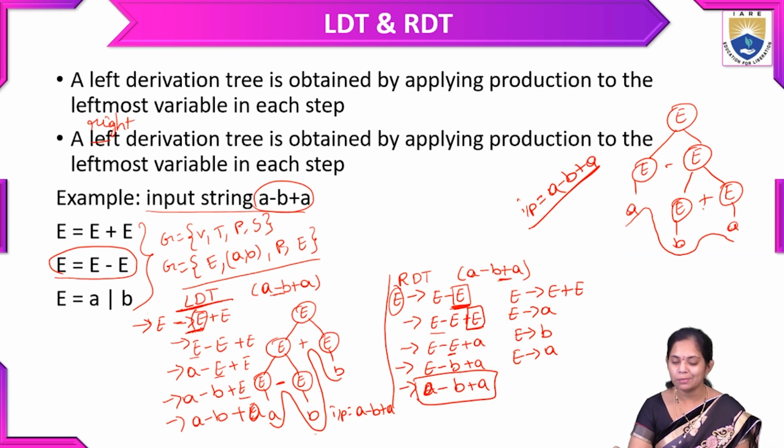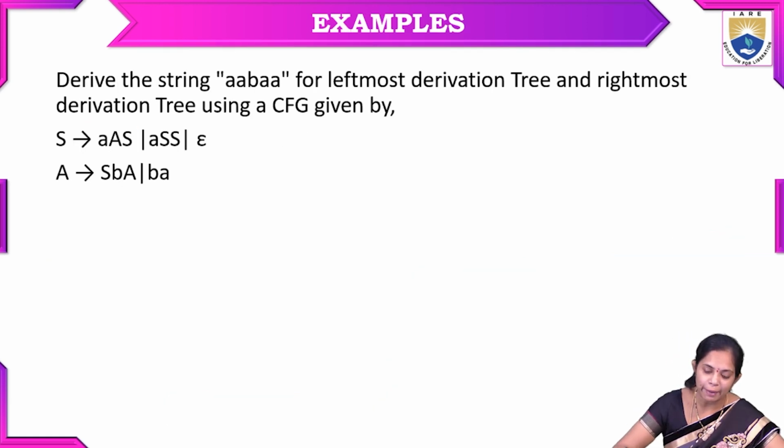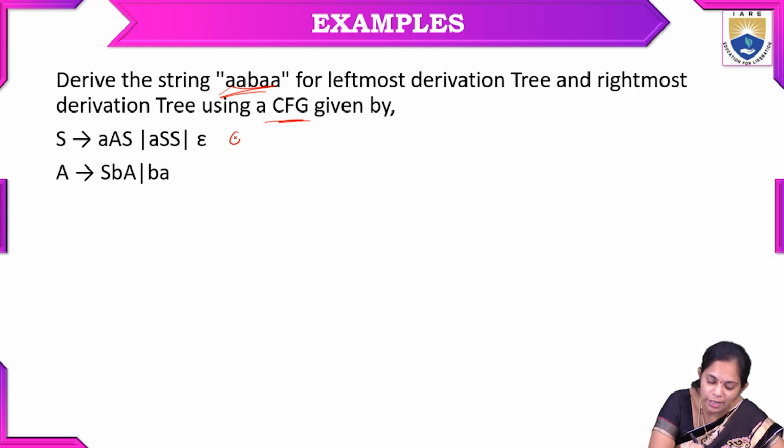So this is the simple example of the left derivation tree and right derivation tree. And we will discuss more with examples. So let us take this example, A A B. This is the input string, and what is the production rule of the CFG? So first step, what we have to do is write the grammar for this one. So what is the grammar?